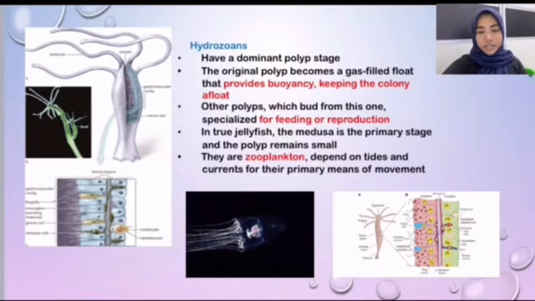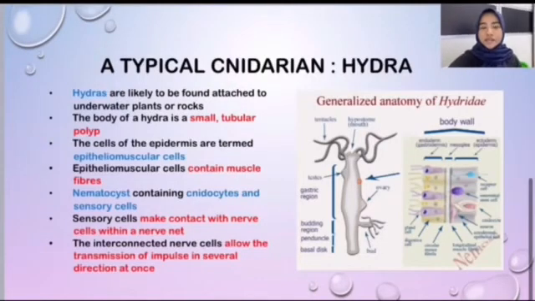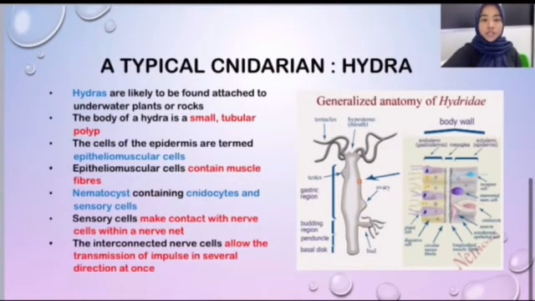In true jellyfish, the medusa is the primary stage and the polyp remains small. They are zooplankton and depend on tides and currents for their primary means of movement. The next type of cnidarian is the hydra. So, hydra are likely to be found attached to underwater plants or rocks. The body of hydra is a small, tubular polyp.